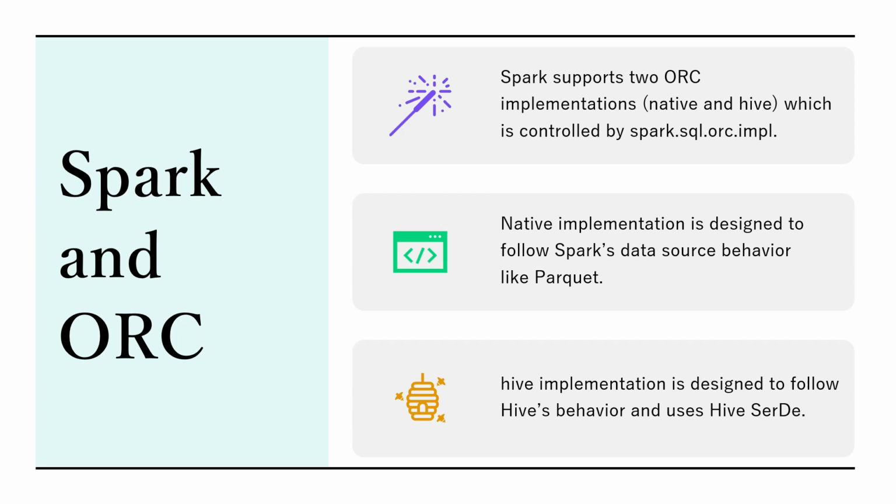Now, Spark provides two types of ORC implementation, native and Hive. Native is designed for Spark's data source. So basically, when we talk about the native implementation of ORC in Spark, it is designed to follow the data source behavior like Parquet. But the Hive implementation was basically designed to use Hive serdes. So both kinds of implementations are present for ORC within Spark.